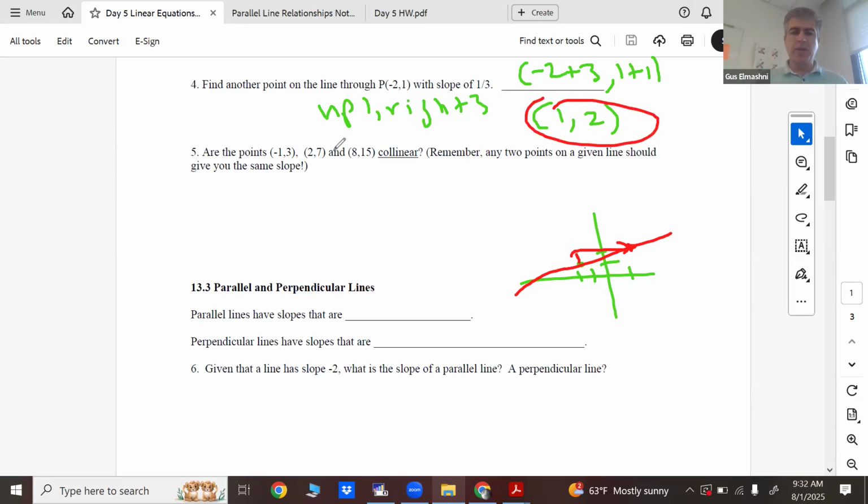Now, are these collinear? So we have to have the same slope. So let's do this, guys. Let's call this ABC. What I want you to do is find the slope of AB. And find the slope of BC.